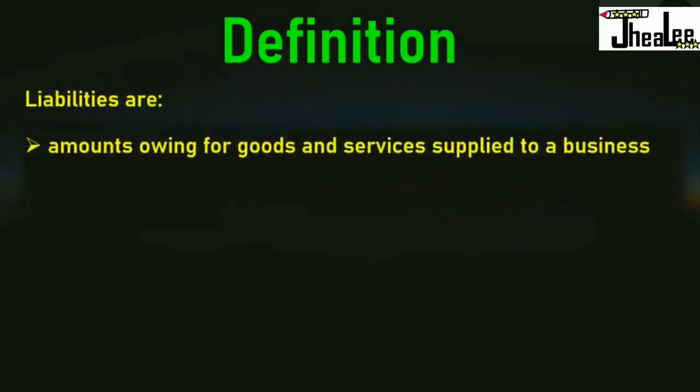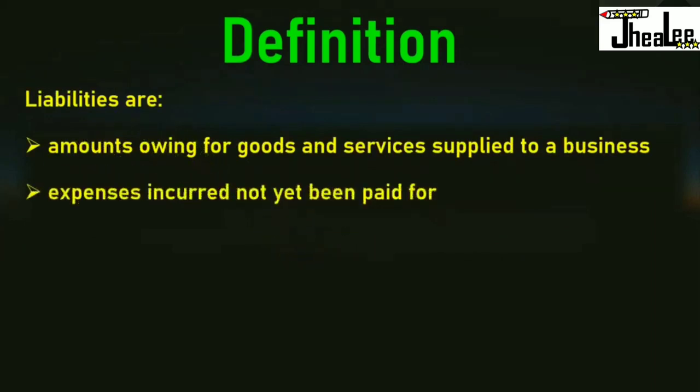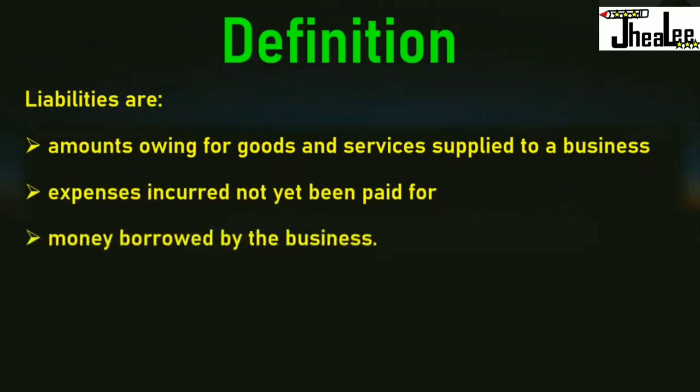What are liabilities? Liabilities are basically debts of the business. These are money owing by the business. So therefore, liabilities are amounts owing for goods and services supplied to a business, expenses incurred but not yet paid for, and the final thing there, money borrowed by the business. So in any of these cases, of course, there will be a liability or possibly liabilities.